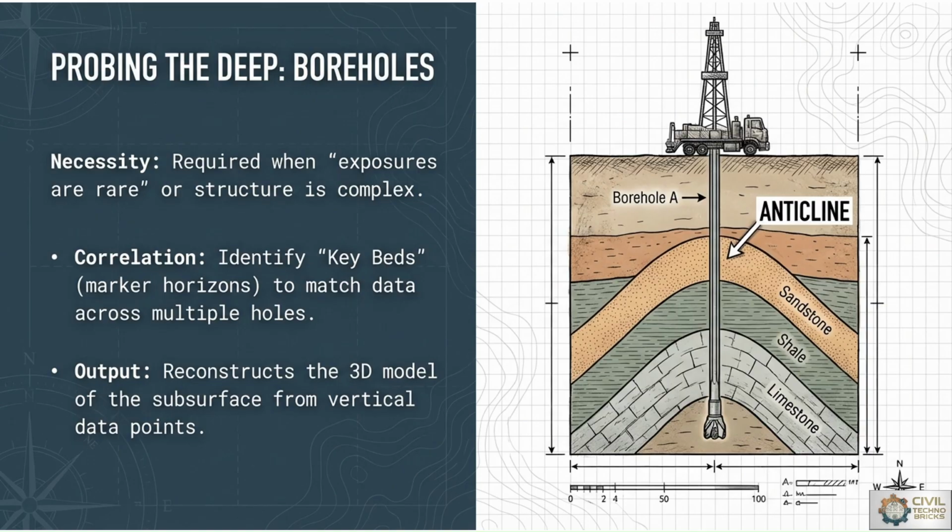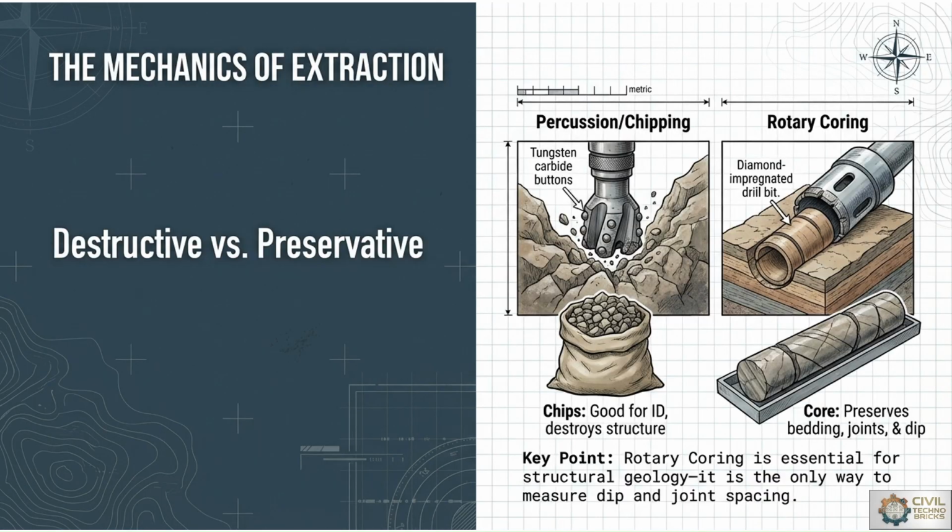So what will be the output? It reconstructs the 3D model of the subsurface from vertical data points. Means we are plotting the vertical data points on the surface of the earth. With reference to those vertical data points, we are reconstructing the 3D model below the earth's surface, and it will give us the output for our project. The mechanics of extraction: why are we extracting the data? That is destructive versus preservative. Preservative means we collect the sample and preserve it, and destructive means we destruct the sample or the existing rocky layers.